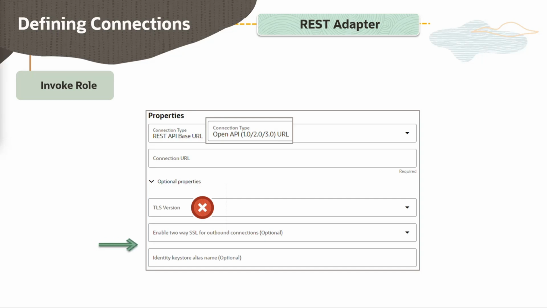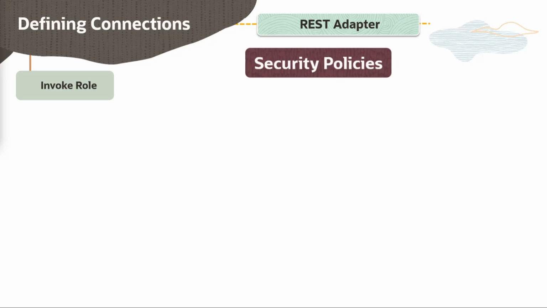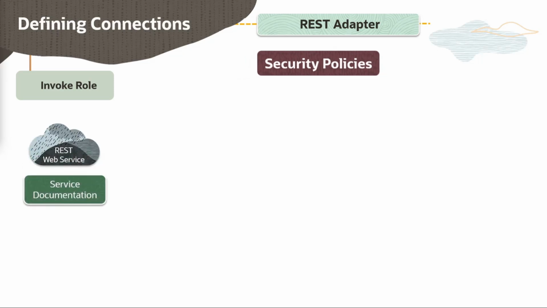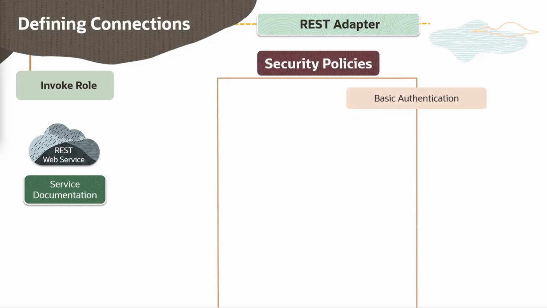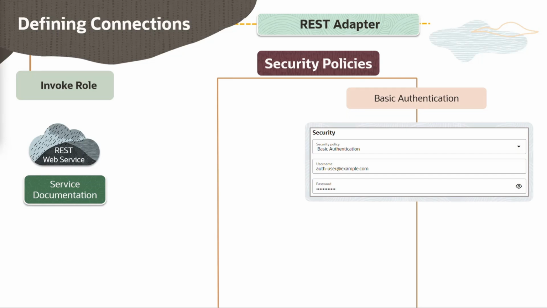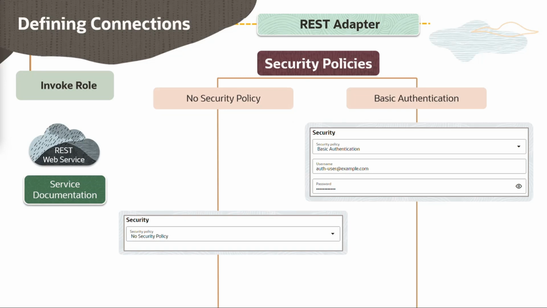And if the service requires two-way SSL, you enable this option by selecting yes, then enter the key alias name from the key store file that was specified by the administrator when importing the identity certificate. As to selecting a security policy, you need to select one that corresponds to one of the security options that are supported by the web service provider after reviewing their documentation. So, for example, if they support basic HTTP authentication, you could choose this and just provide a username password. Or if the service requires no authentication, just select no security policy.